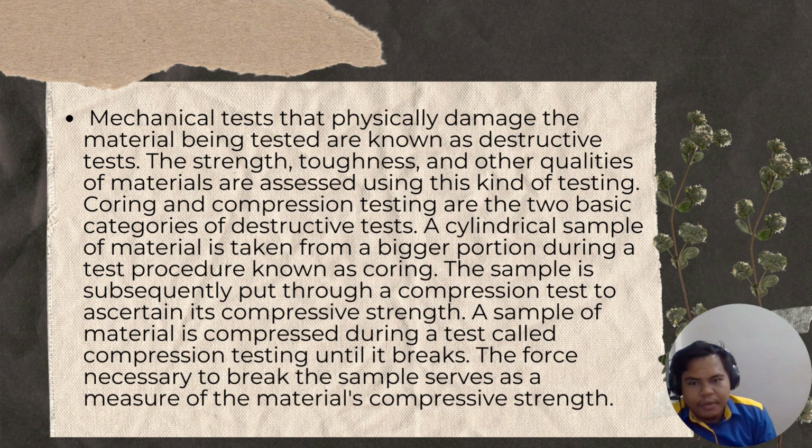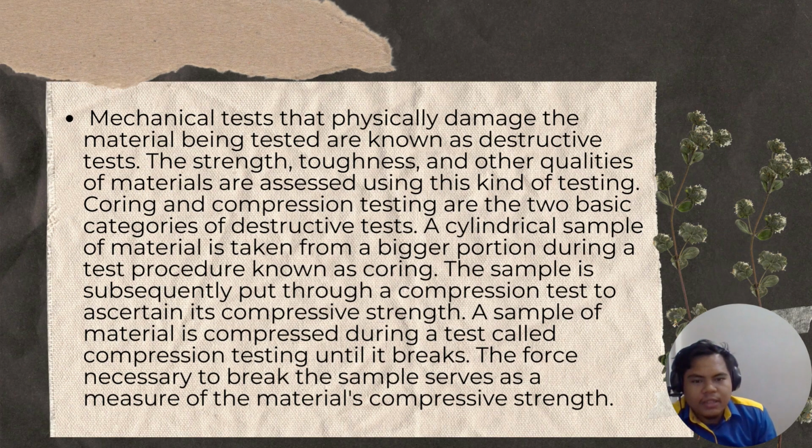A cylinder sample of material is taken from a bigger portion during a test procedure known as curing. The sample is subsequently put into a compressive tank to ascertain its compressive strength. A sample of material is compressed during a test called a compression test until it breaks. The force necessary to break the sample serves as a measure of the material's compressive strength.